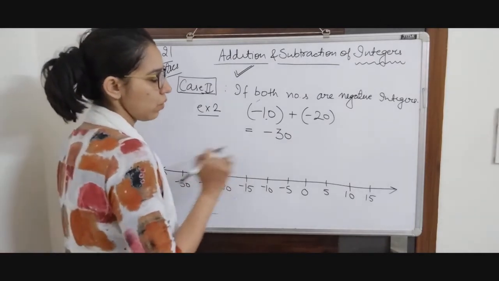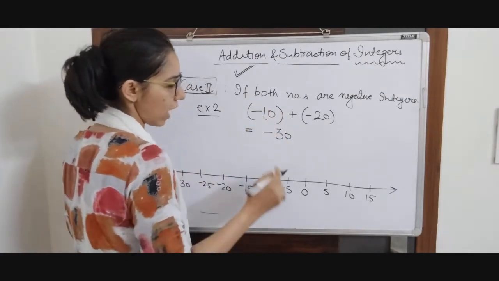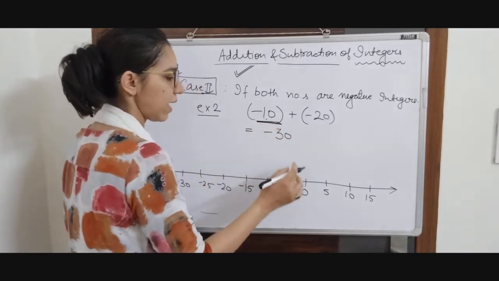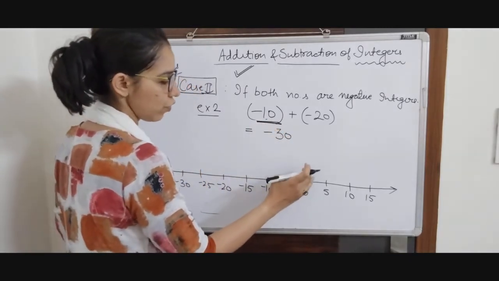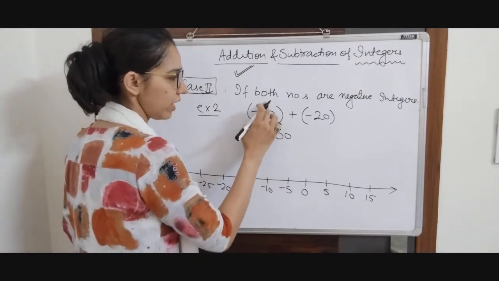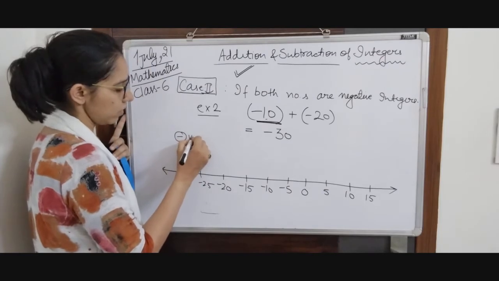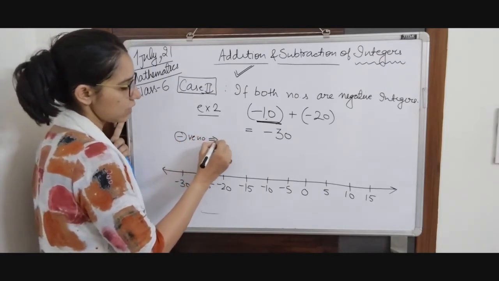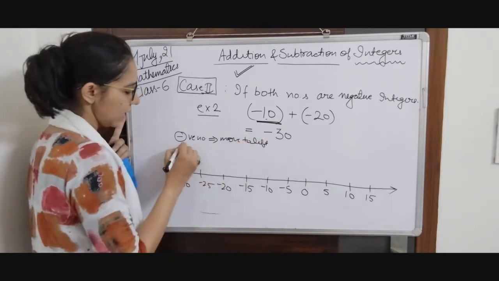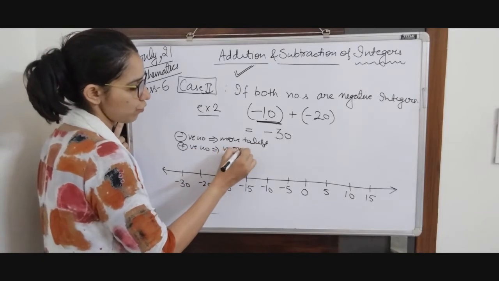So now I have to start from how do we add on number line? We will start with the first number. First number is minus 10. So we will move to left because we are having a negative number. If negative number implies move to left, and if we have positive number implies we will move to right.